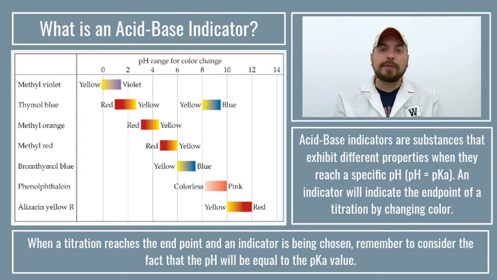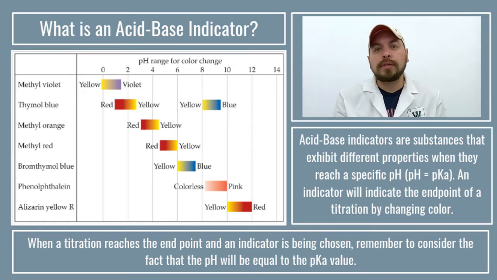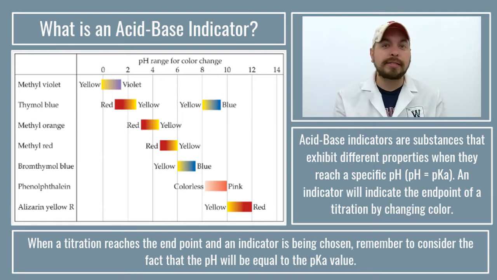We're fortunate in chemistry to have a number of acid-base indicators that change color at different pHs. So if you look at this graph, you can see that we can pick an indicator to change at almost any pH that we might be targeting for our endpoint of titration. One thing to understand here is that where these indicators change color, the pH is equal to the pKa of that indicator. And remember, pKa is the negative log of the Ka value.